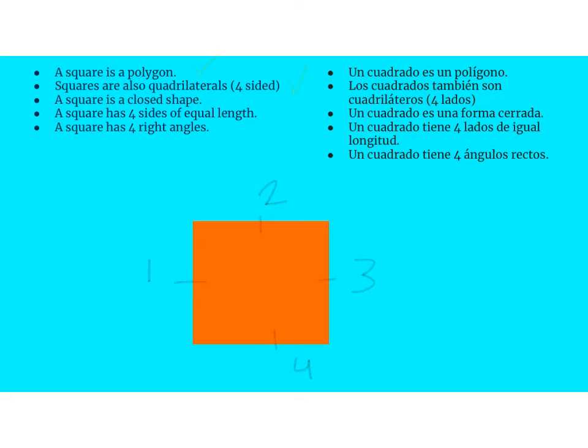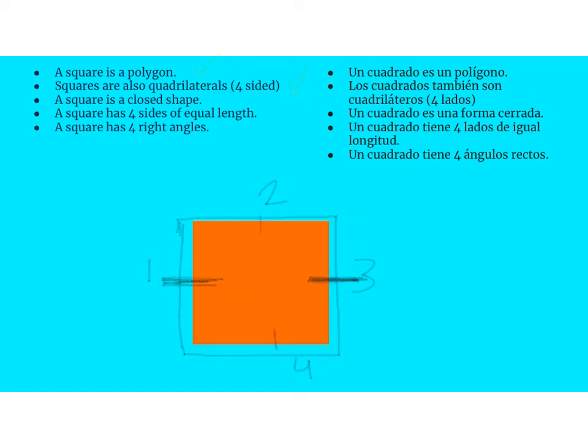A square is a closed shape. So like we were showing on our last slide, all of the edges of this square connect with one another. There's no openings or gaps. They all connect at those corners, real nice and neat. A square has 4 sides of an equal length. So this side here is the same size as this side over here.